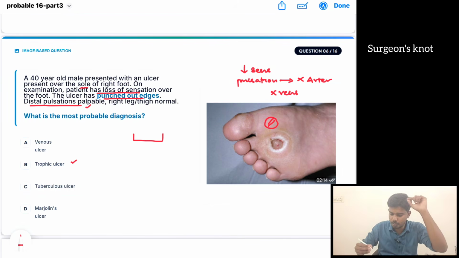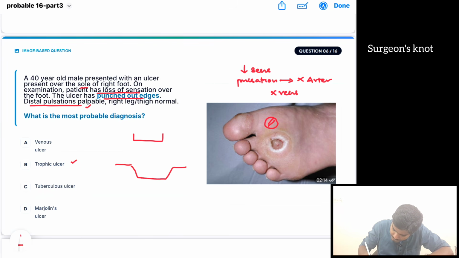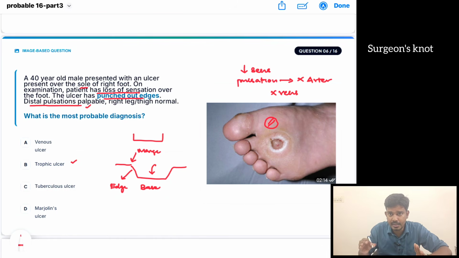Punched out edges. If we take an ulcer, this is the margin of the ulcer. This is the edge of the ulcer. On inspection we will be seeing the floor. What will be below? The base. On palpation we will be seeing the base. So if the edge is punched out, it can be a tropic ulcer or it can be a syphilitic ulcer.